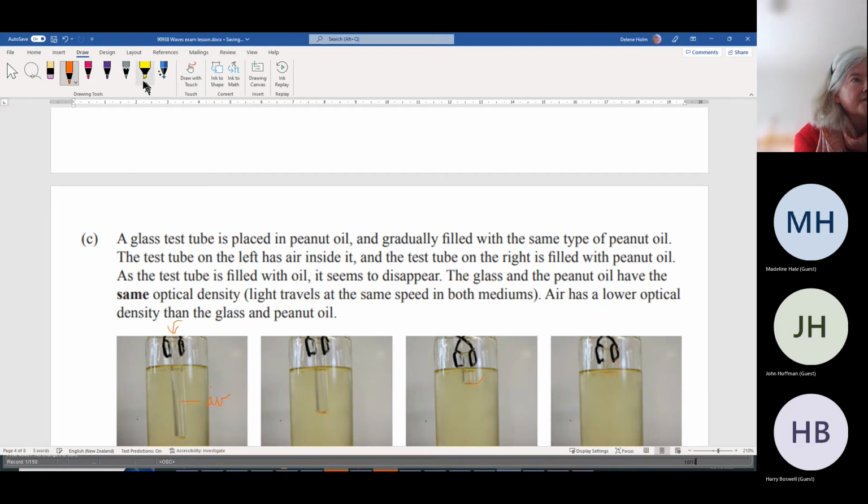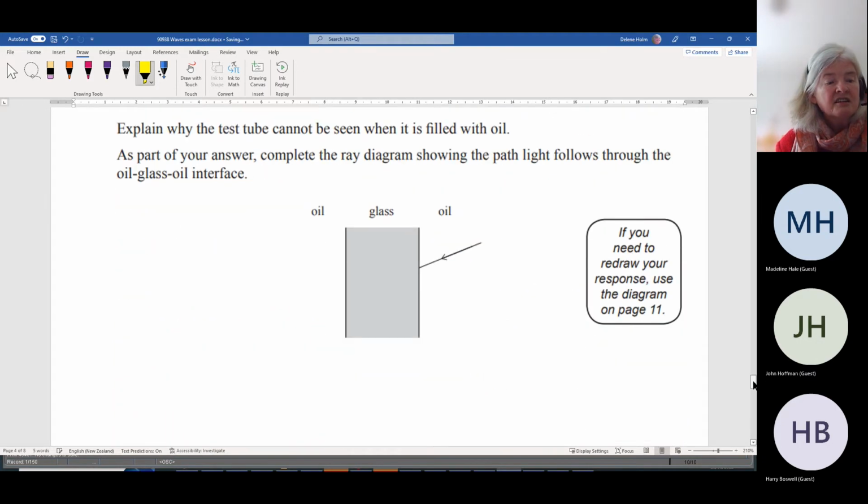Right, this is where it is. So can you see, I couldn't actually answer the question until I knew what glass and peanut oil is. And they're the same optical density. So if they're the same optical density, you actually just draw it straight. You just take your ruler, match it up with that, and just draw it straight. Okay. Let's make it go straight through.